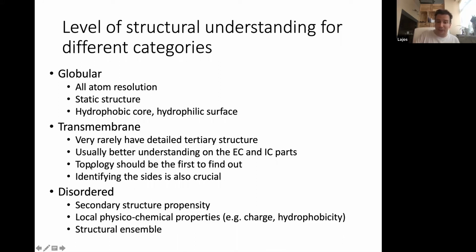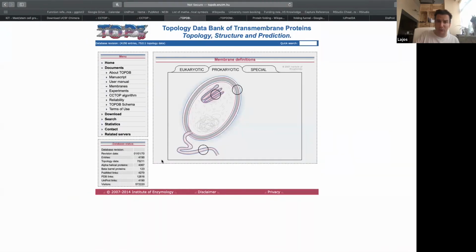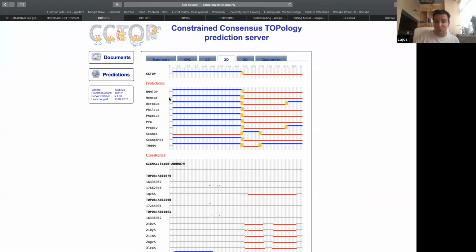The next thing, and for that I would use CCTOP, which is a meta server, or I would use HMMTOP alone. CCTOP builds a consensus topology, as you can see here, just based on the sequence, with the consensus based on many different predictors. But HMMTOP is actually also a good standalone predictor, and much faster than CCTOP, to get a rough topology. This one is also predicting the sites.